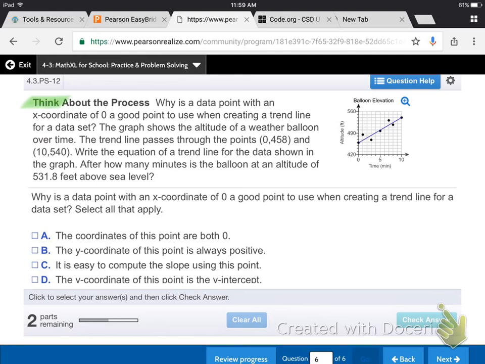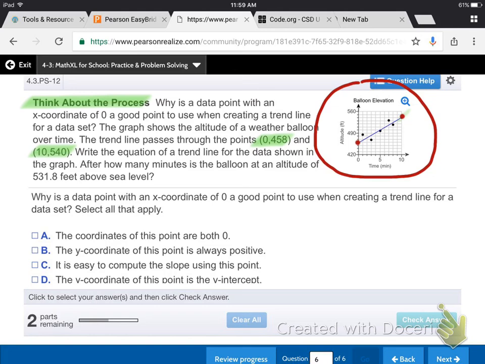Last problem, boys and girls, another think about the process. Again, it's a similar question. We have a graph and similar types of questions as the last problem. Here's our graph right here. So we're going to try and take this point right here on the y-axis. Right there. And that's at point, what are the coordinates? 0, 458. And then it goes to this point 10, 540. Right there. Pretty close. Okay. Write an equation for the trend line.